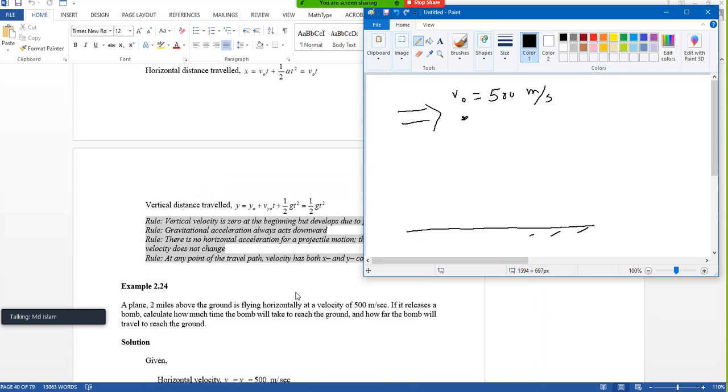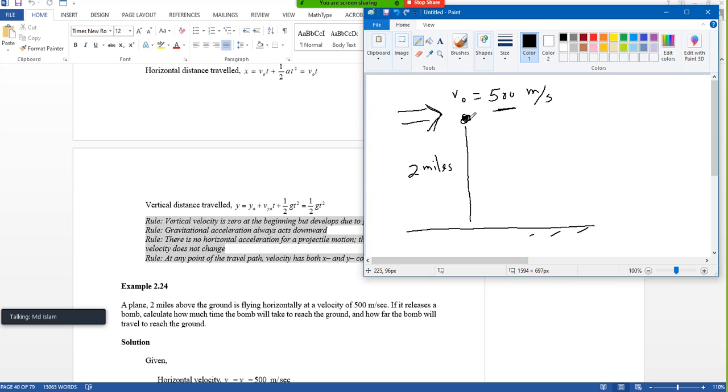Okay, so our example is a plane 2 miles above the ground, flying horizontally. That means the plane is, say, here. And from the ground, what is the height? The speed is given as 500 meters per second, and the height is given in miles. So we should convert miles to kilometers or meters. We'll do that. First let us see the problem.